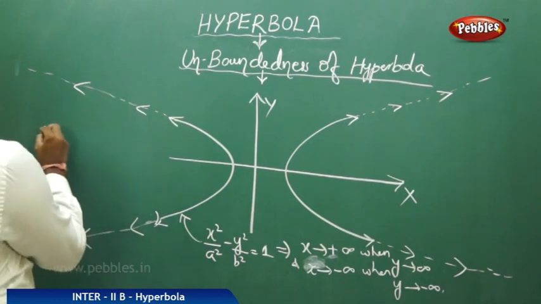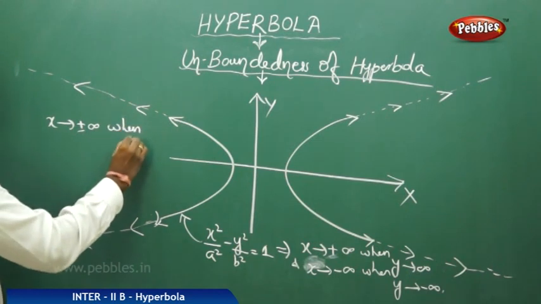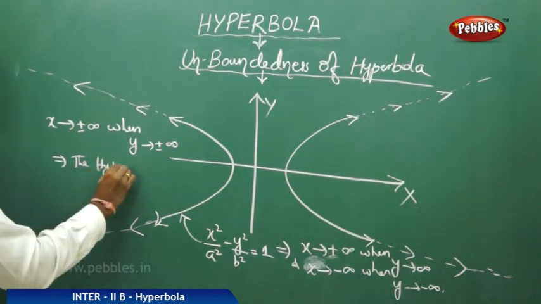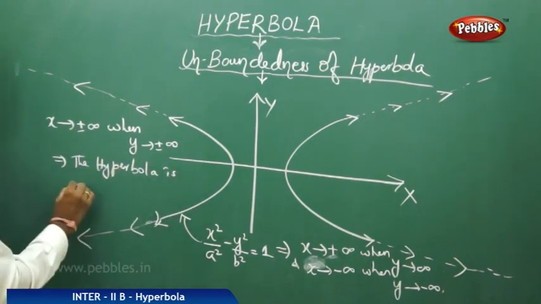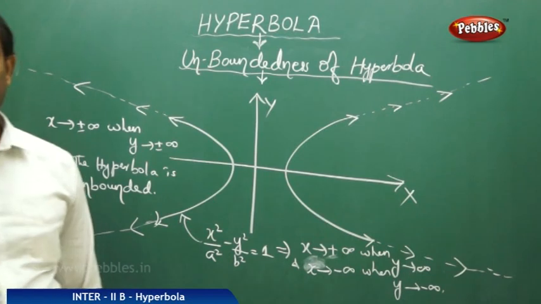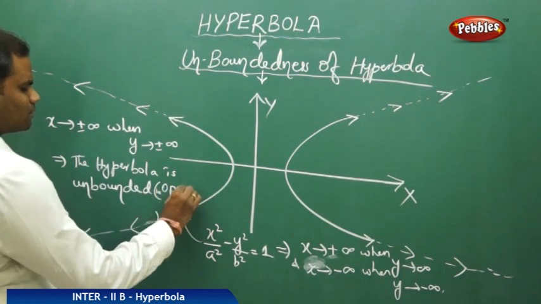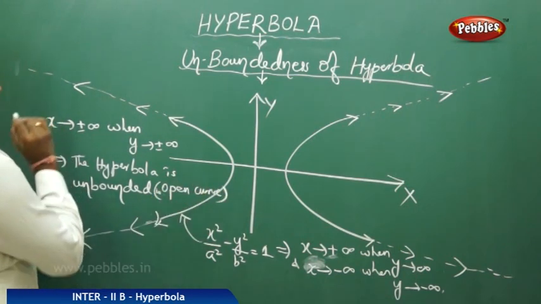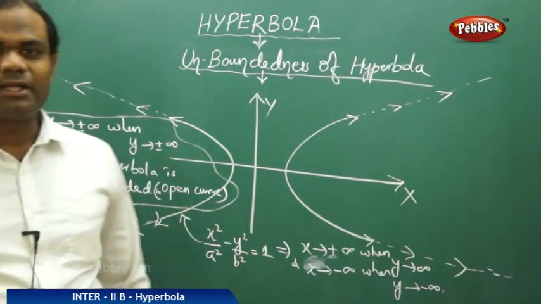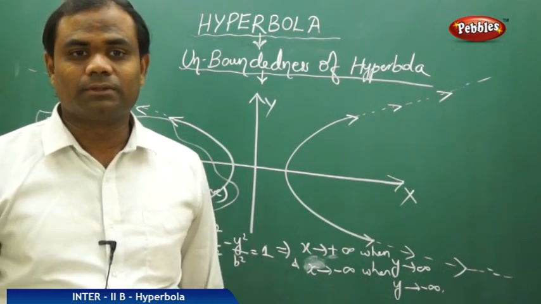That is, x tends to plus or minus infinity when y tends to plus or minus infinity. This implies the hyperbola is unbounded. That is, it is not a closed curve but an open curve. That is how we understand the relation between openness and closeness. A hyperbola is an open curve and unbounded.